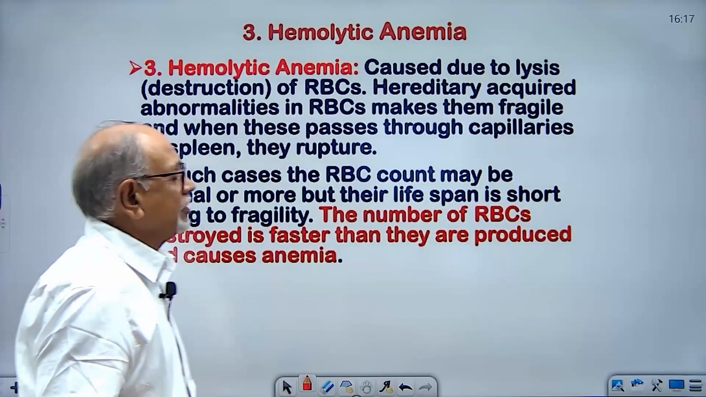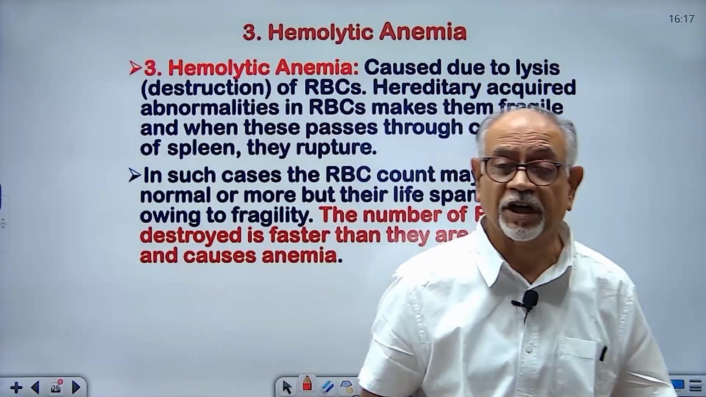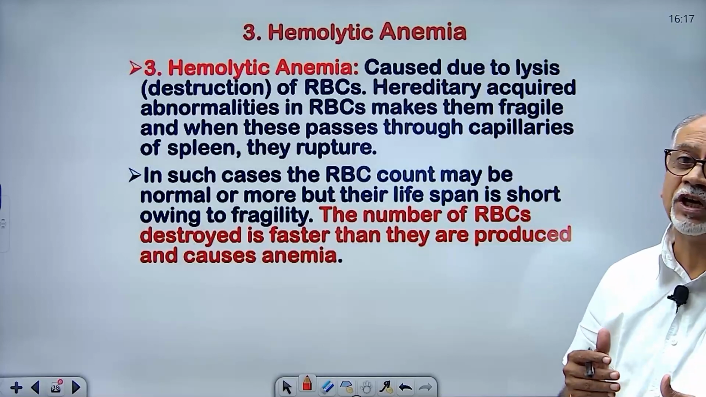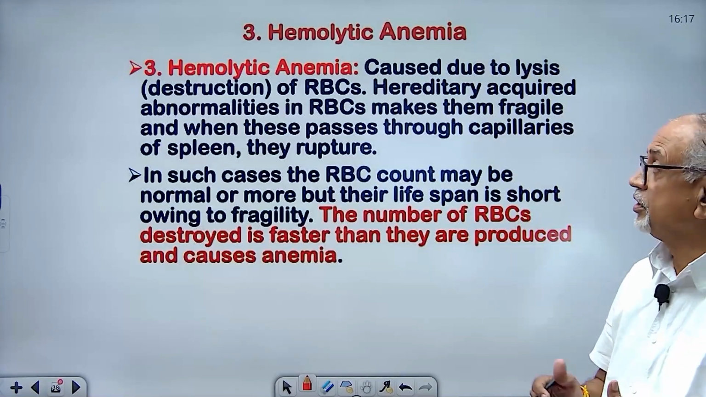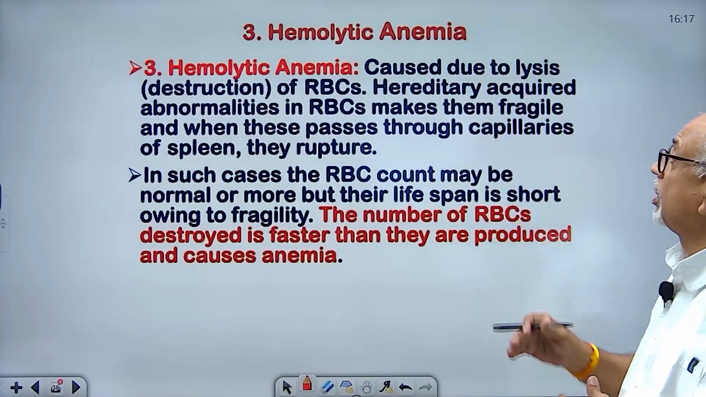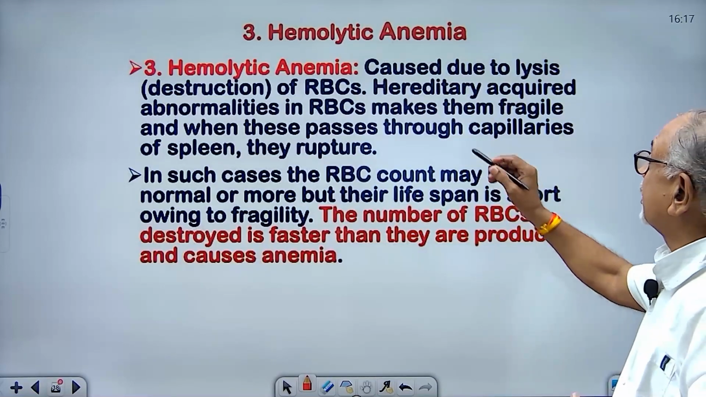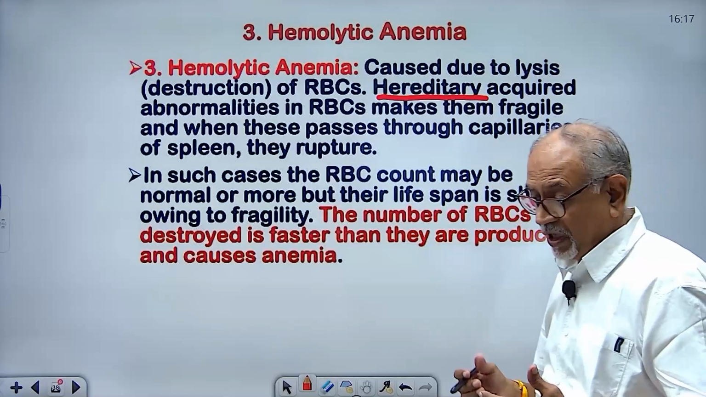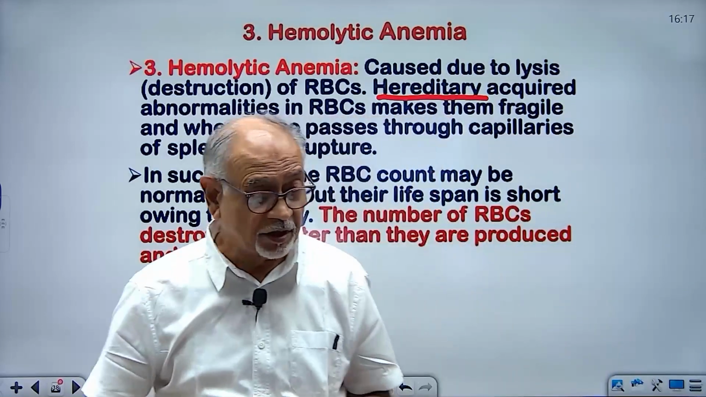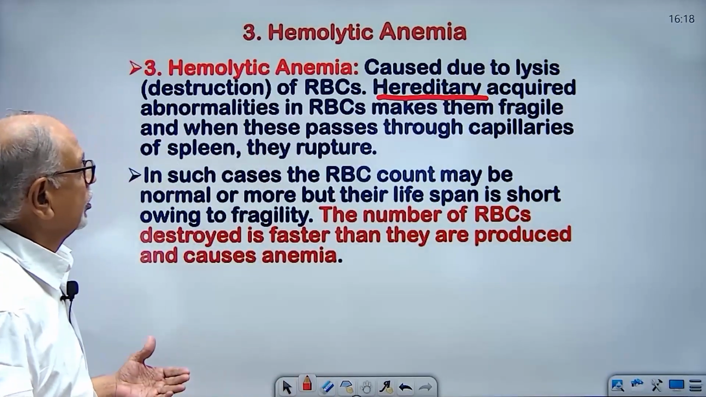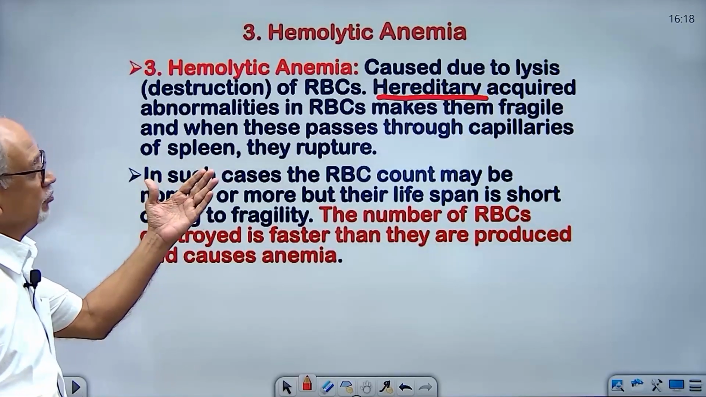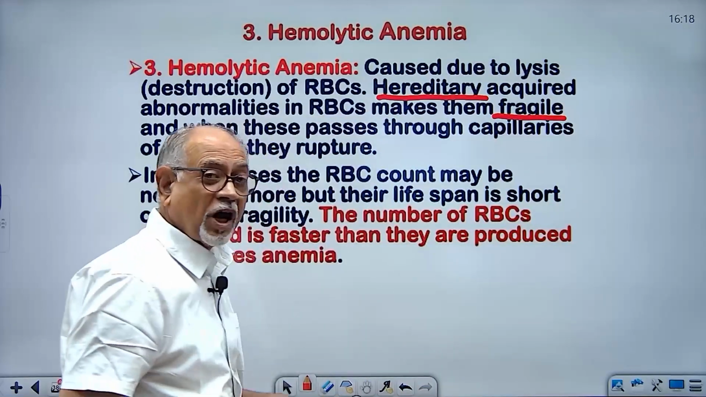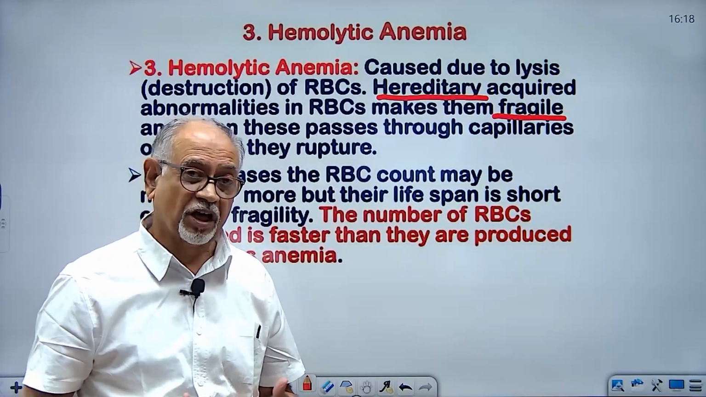The third one is hemolytic anemia. That means if the destruction of RBC is more than the production of RBC, then it is called as hemolytic anemia. It can be due to some hereditary abnormalities, abnormality in the genes. RBC becomes fragile, and when they pass from the spleen, they are destroyed.